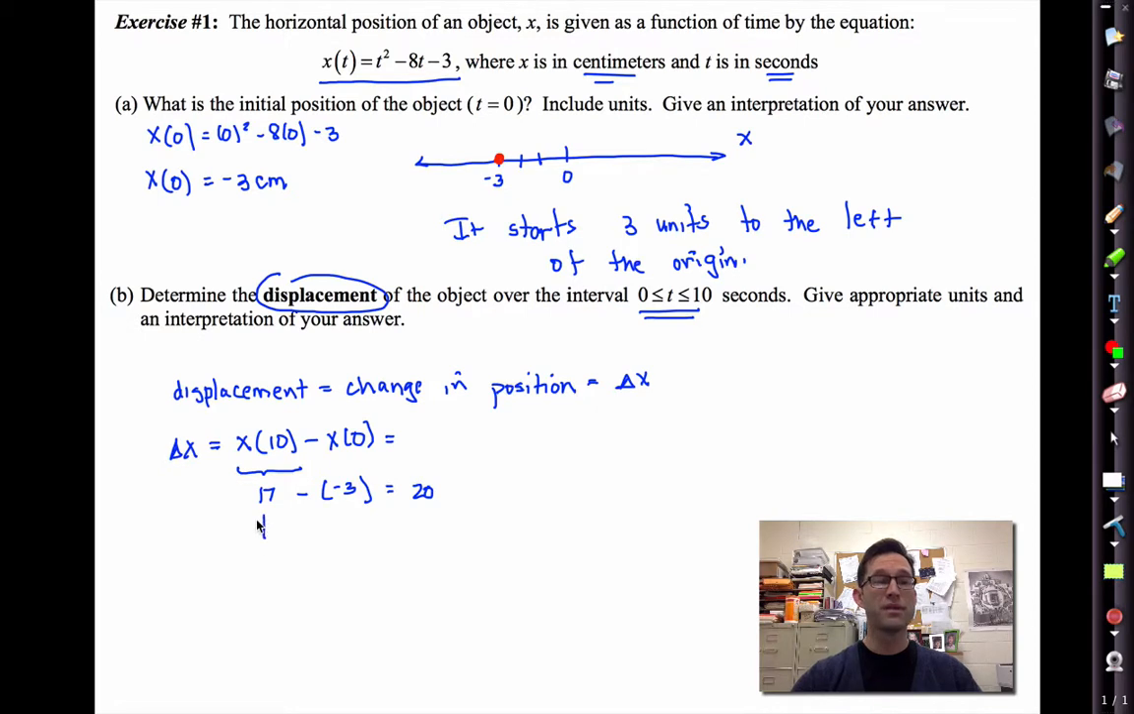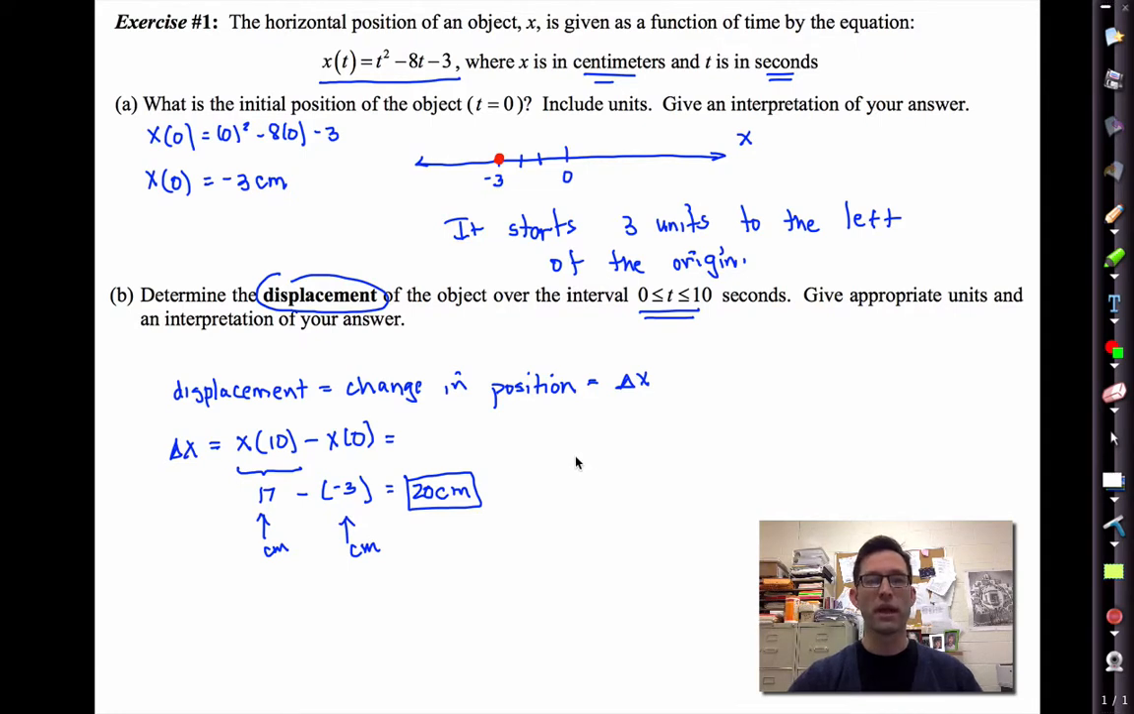Now keep in mind, this has units of centimeters, this has units of centimeters, so our displacement is going to have units of centimeters. Now the question becomes, what's the interpretation of that? What does that mean? Pause the video and think about that for a minute. All right, what a displacement of 20 centimeters means is that the position has increased by 20 centimeters.